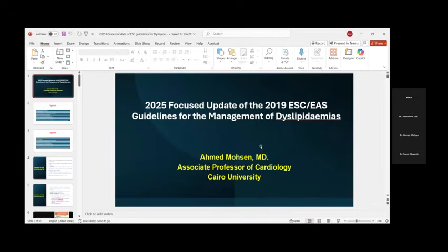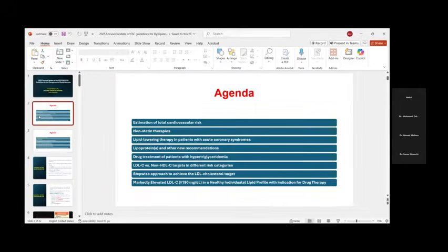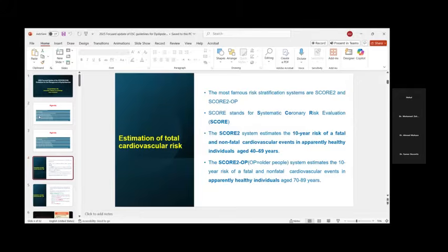Talk about the 2025 focused update of the 2019 ESC guidelines for management of dyslipidemia. Will be our agenda, and we will start with the assessment of the total cardiovascular risk.